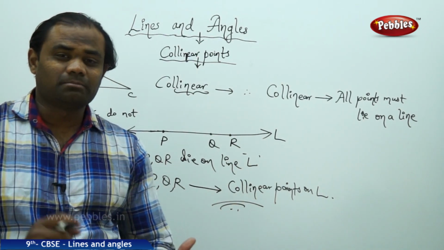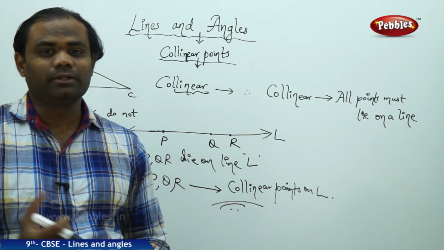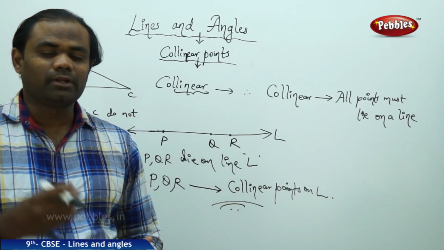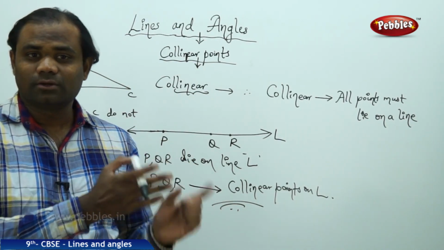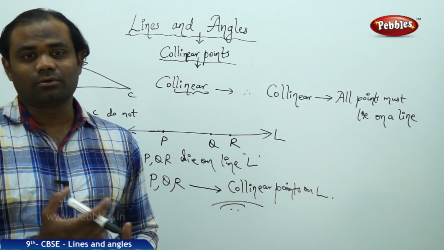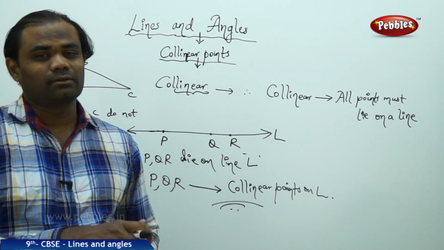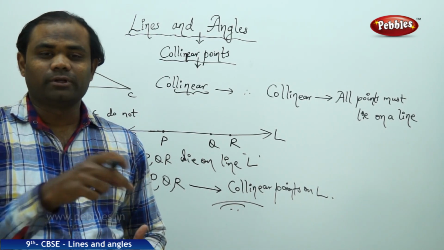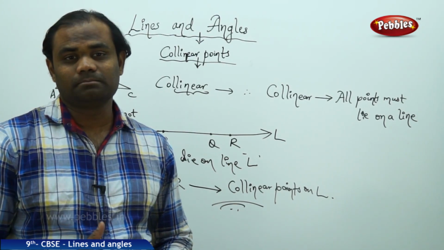The 3 points must lie on the line L for the 3 points to be collinear. If one of the points does not lie on the line, though the other 2 points lie on the line, all the 3 points are said to be non-collinear. Non-collinear points do not lie on the line. Collinear points lie on the line L, is what we learn as the learning outcome.